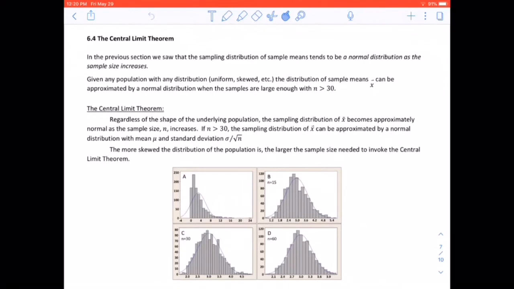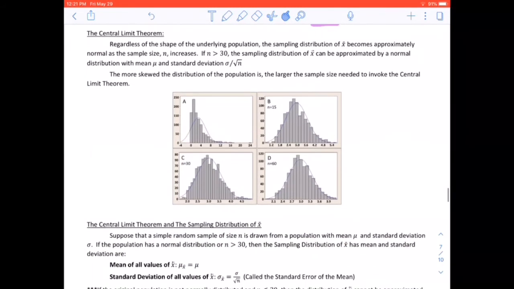This is section 6.4, the central limit theorem. In the previous section, we saw that the sampling distribution of the sample mean tends to be normally distributed as the sample size increases. Given any population with any distribution, uniform, skewed, etc., the distribution of a sample mean x bar can be approximated by a normal distribution when the sample size is large enough. And when we say large enough, it means our sample size n is greater than 30.